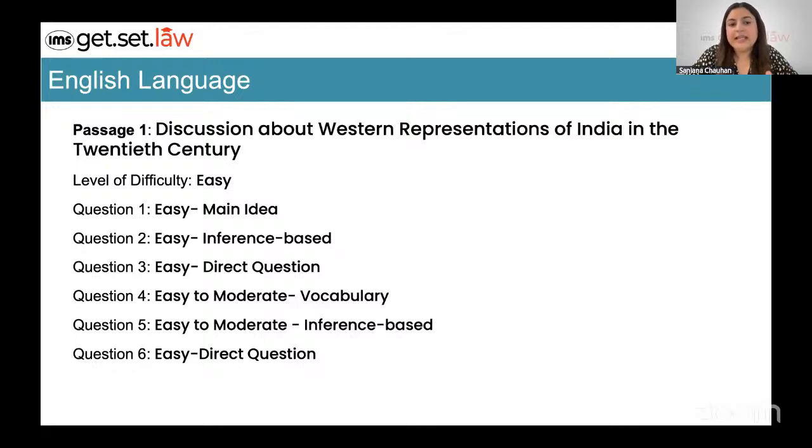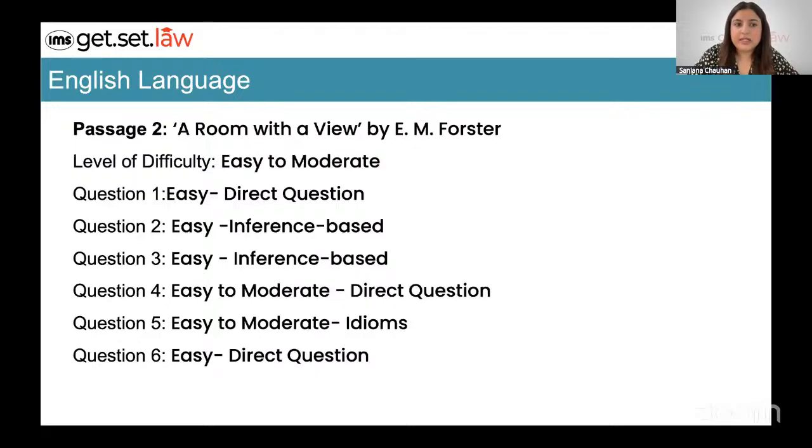And then there was another inference-based question, which was easy to moderate. And then a very easy direct question. So, all in all, this was an easy passage to solve. I think if you were able to attempt 5 questions and leave one, you could have scored 5 marks here, or even getting a 6 is quite possible for this particular passage. We will now focus on the next passage.